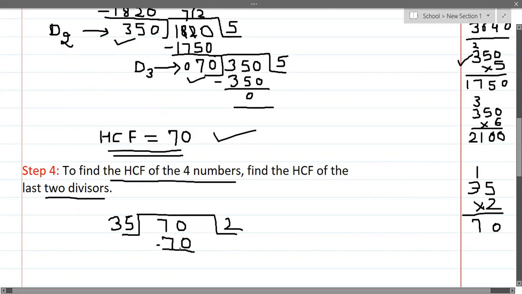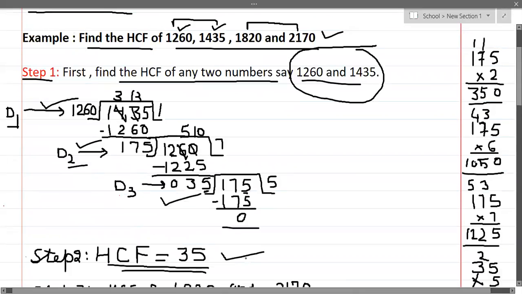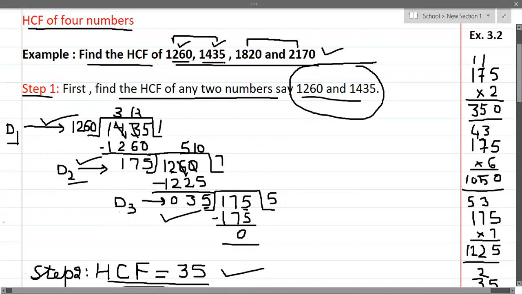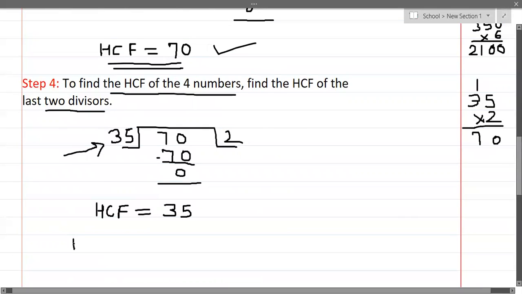And your answer is, because when you are combining the last divisors, it means we are finding the HCF of four numbers, right? So this is your final last divisor and this is your HCF of four numbers. So your HCF is 35. So the HCF of four numbers is 35. It means that these four numbers are exactly divisible by 35, right? This is your HCF.